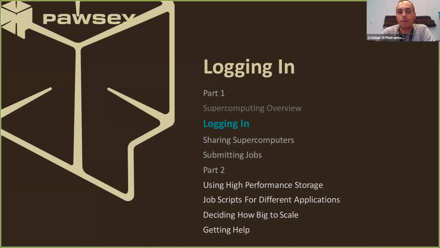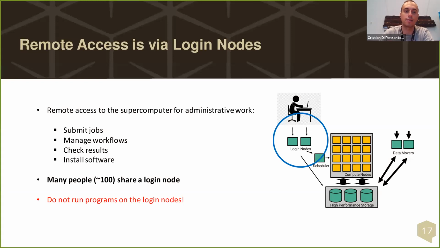This completes the overview, and we are going to now see how you can log in to a supercomputer. We have seen that already, but we are going through it again. You connect to a supercomputer through the login node. The login node must be used to perform administrative work, such as preparing your program for execution, managing your workflows, checking the results, or installing software, writing scripts, etc. But it must not be used to run the programs.